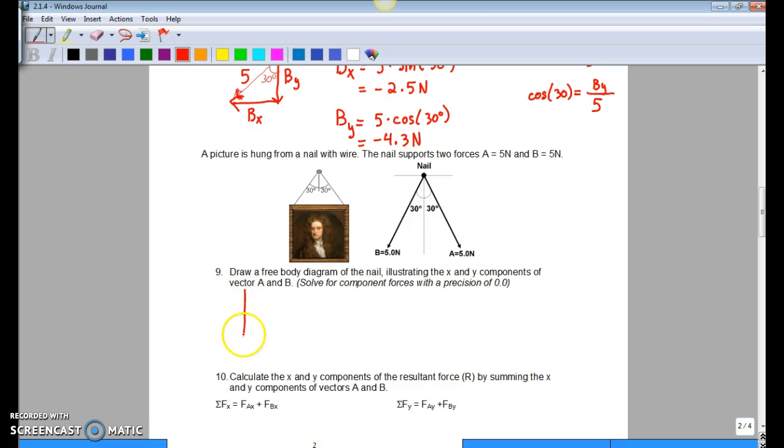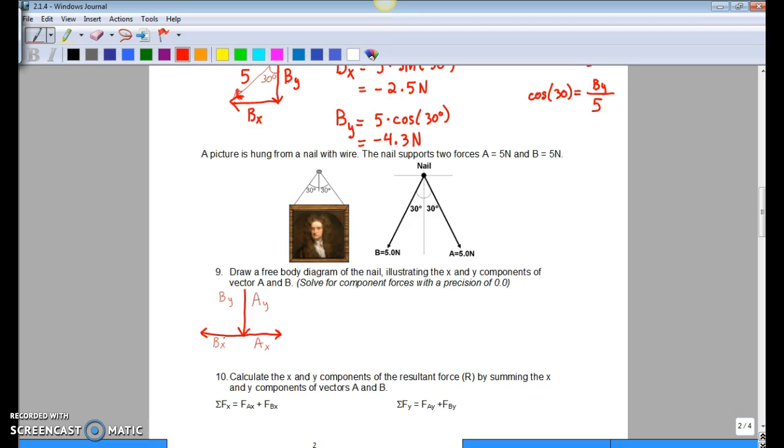Your vector coming down for both A and B, so we'll draw that separately. We also have the x component of vector A, and we have the x component of vector B. So I'm going to go back to my fine point, and I'm going to say this is A in the y direction, B in the y direction, and down below we have A in the x direction, and B in the x direction.